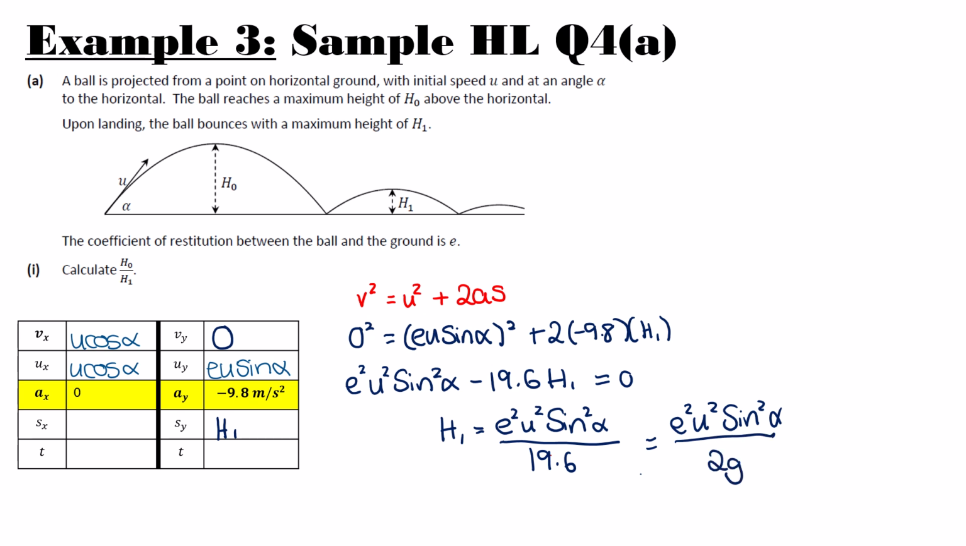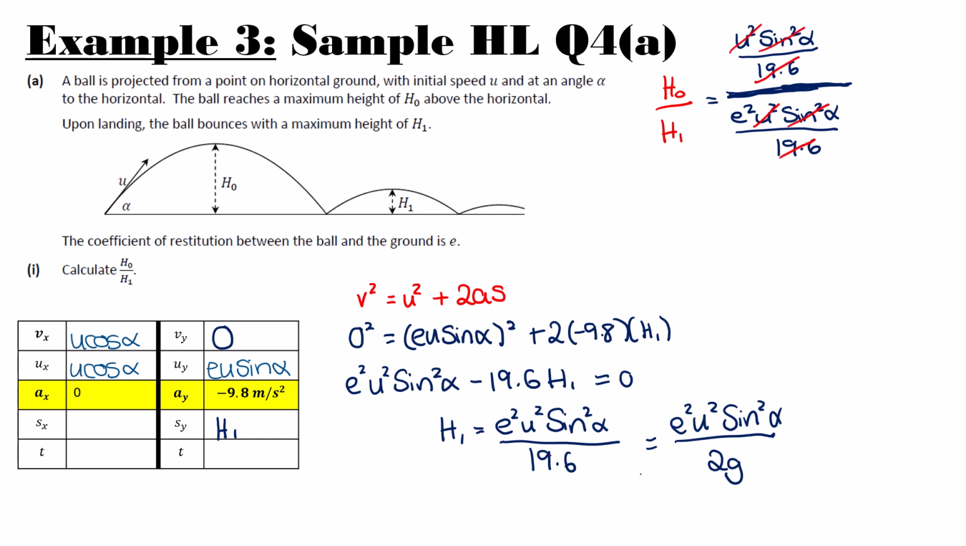So then the question was calculate H0 divided by H1. What we have for H0 is u squared sine squared alpha all over 19.6, or 2g. And that is all over, so that whole fraction is over e squared u squared sine squared alpha all over 19.6. You can see that this whole fraction piece is disappearing, leaving us with a 1 on top, and that gives us nice and simply 1 over e squared. So that's part one.